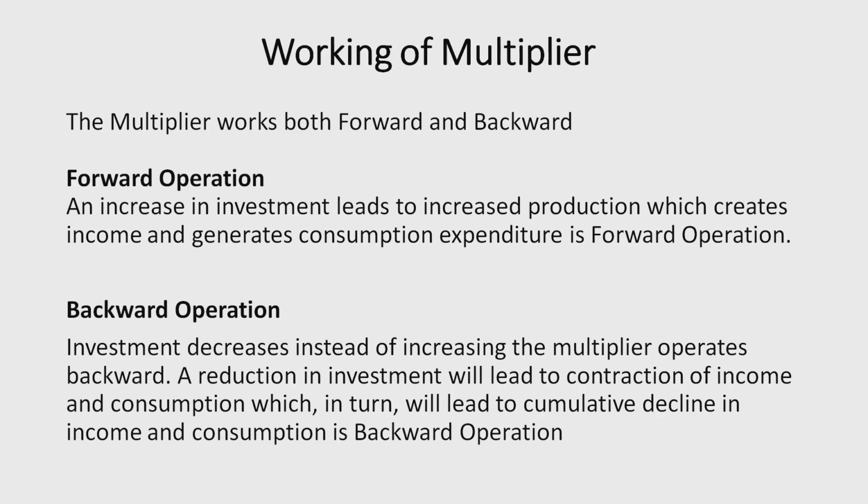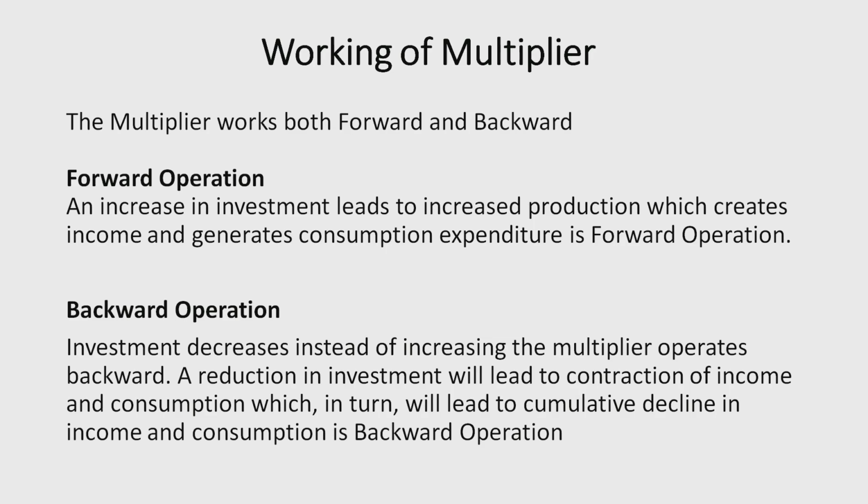Let us see the working of the multiplier. The multiplier works both forward as well as backward. Let us see the forward operation. We first take the sequence analysis, which shows a motion picture of the process of income propagation. An increase in investment leads to increased production, which creates income and generates consumption expenditure.